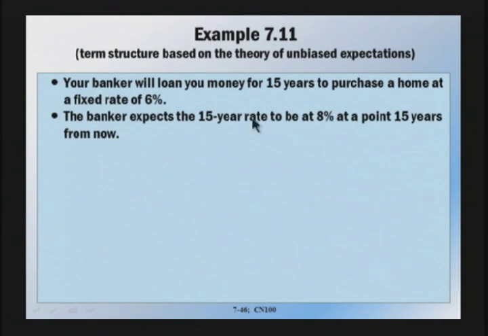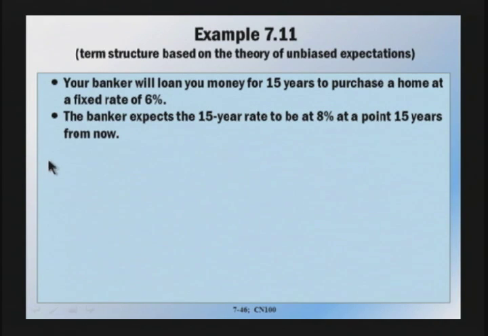The banker expects the 15-year rate to be at 8% 15 years from now. That's at the point when you will have paid your loan off. So looking at these two 15-year rates, the one that's in effect right now is the 6% rate that your lender could loan money out at today. And they expect by the time you pay that loan off 15 years from now, they could loan it out again at the then higher rate of 8%.